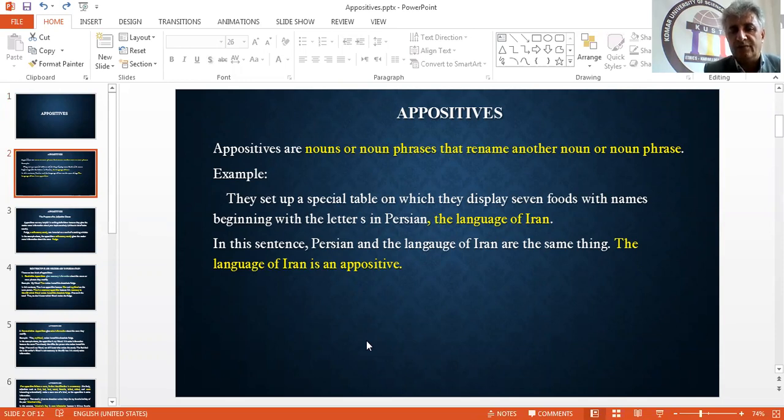Let's go to an example. They set up a special table on which they display 7 foods with names beginning with the letter S in Persian, the language of Iran. In this example, Persian and the language of Iran are the same thing. So the language of Iran gives more information about the proper noun Persian to the reader. It is an appositive.